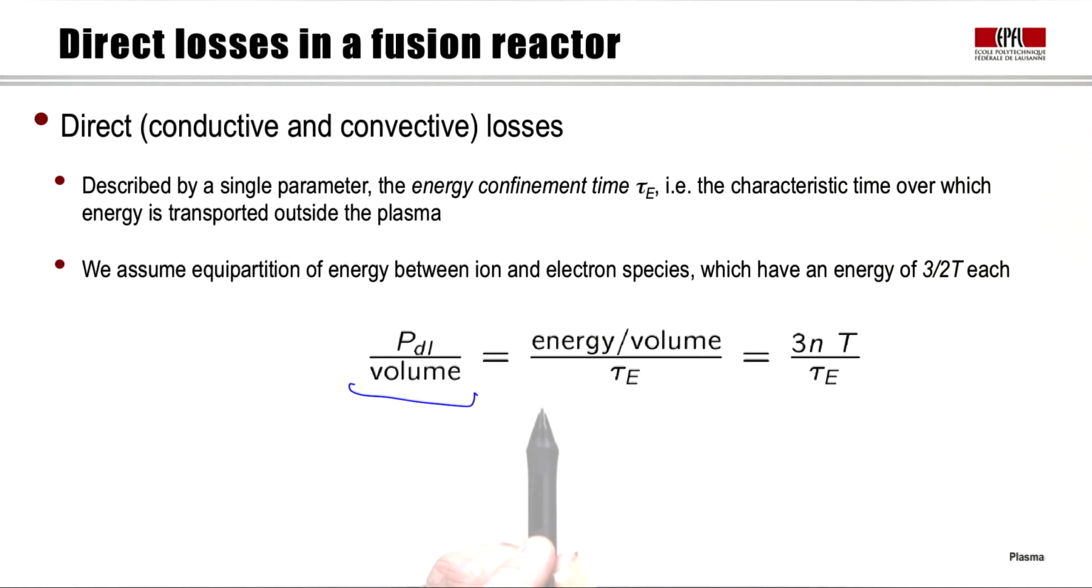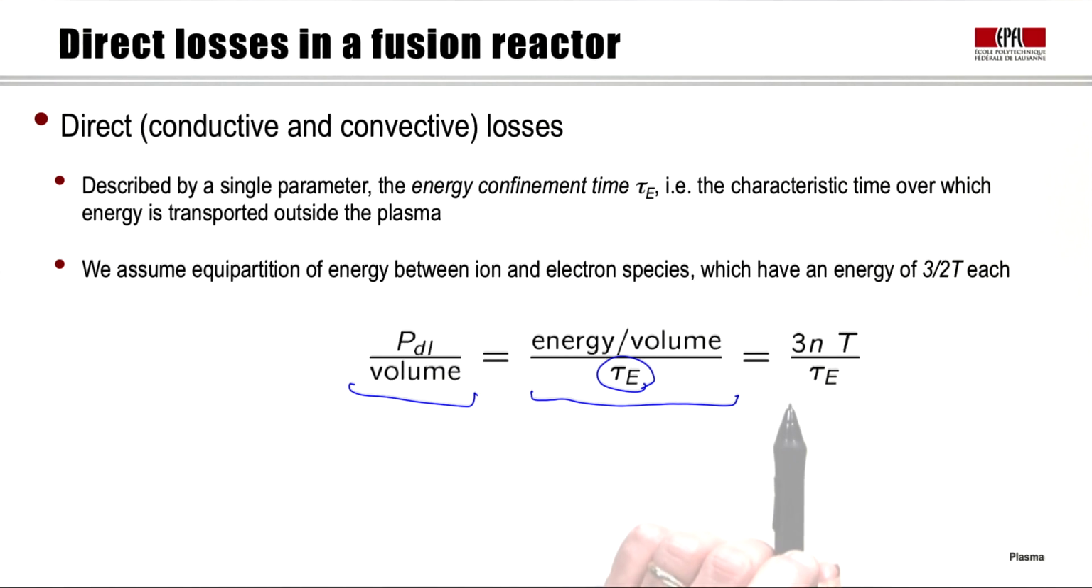simply given by the energy content of the plasma by the volume divided by this confinement time tau E, which is actually defined through this equality. The energy density of the plasma is simply the product of density and temperature times 3. And so it's 3nT over tau E as an overall estimate for the direct losses from the plasma.